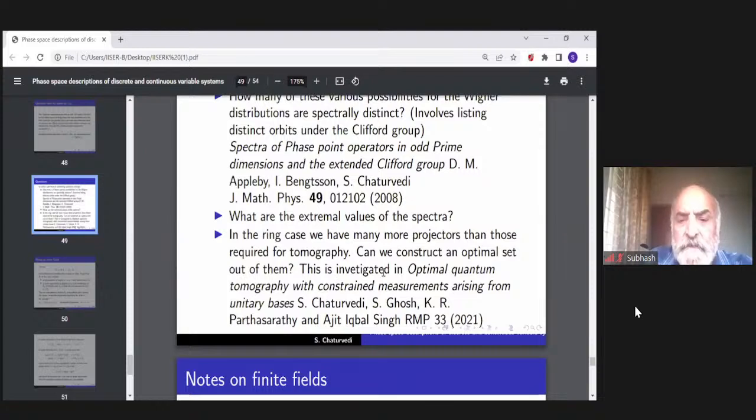the projectors that can be constructed using our approach, because in the ring case, you have many more lines and therefore many more projectors, and therefore one can ask the question whether one can construct out of them a set suitable for tomography purposes. This question is addressed in a recent paper with Subhash, K.R. Parthasarathy, and Ajit Iqbal. I think I will stop here and take questions.